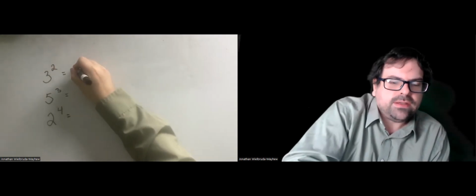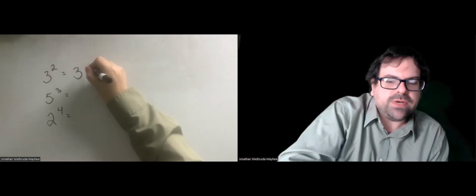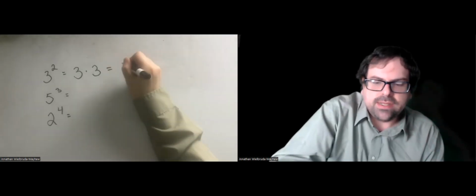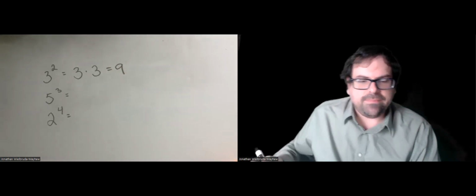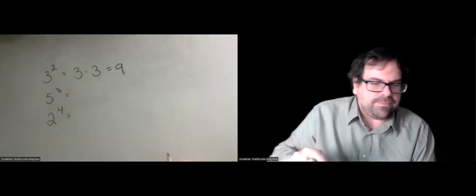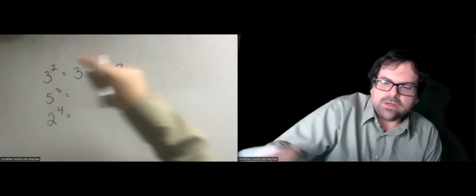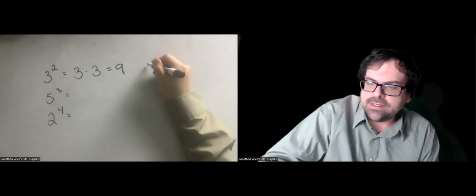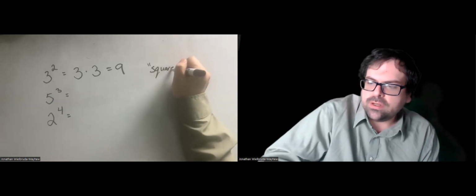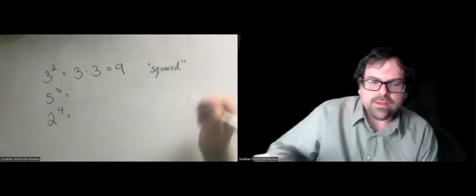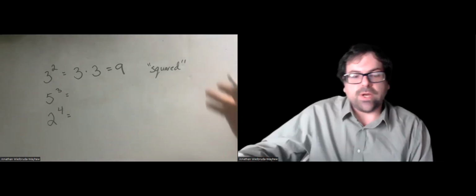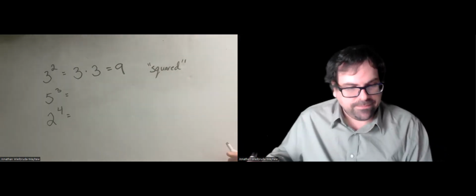3 squared, that's 2 factors of 3. And 3 times 3 is 9. So 3 to the second power is 9. When we have a second power, it'll come natural to you eventually. The second power we referred to as squared. Squared means a number times itself.